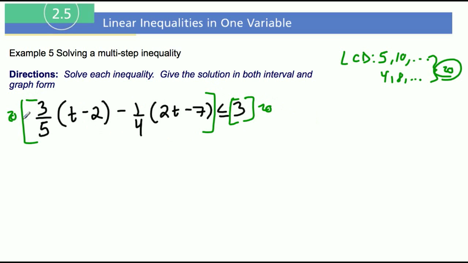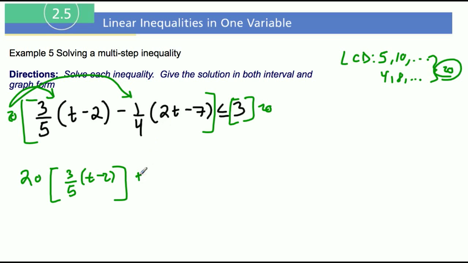And watch what happens here. If I multiply by 20, so it's 20 times 3/5, I'm going to write this out. 20 times 3/5 (t minus 2), and I'm going to close the brackets right there. So that's 20 times this, and then I have to do 20 times negative 1/4, so that's plus 20 times negative 1/4 times (2t minus 7) is less than or equal to 20 times 3.